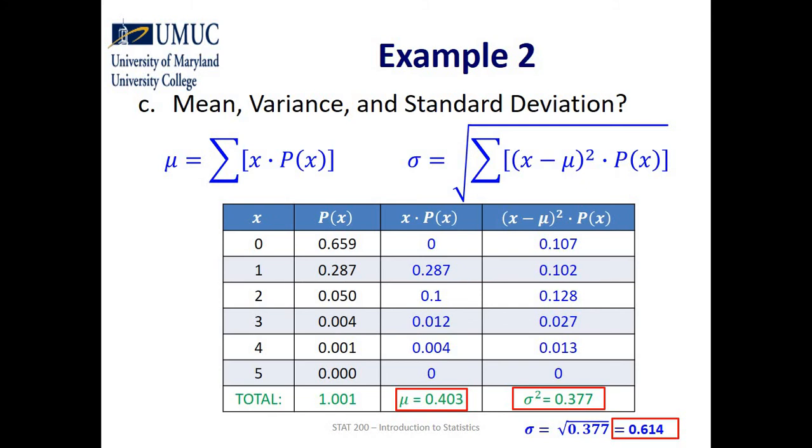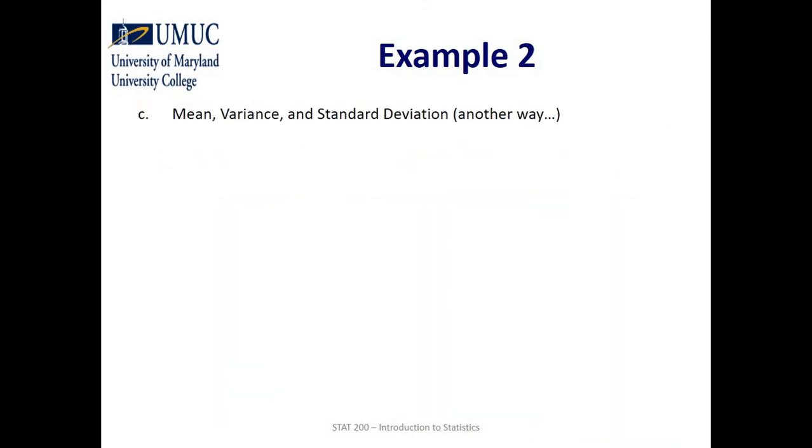Well, there's another way to get the mean, the variance, and the standard deviation. It's actually the same way, but writing it out by longhand. It's not as pretty, not as organized, but it's the exact same function. So what is our mean? Our mean is the summation of x times the probability of x. Well, we can write that out. Make sure you get all of it.